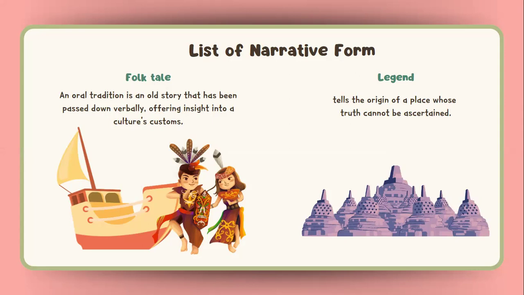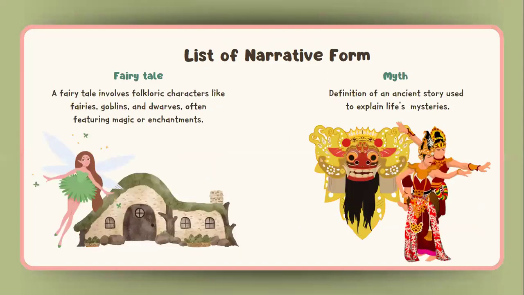The next is legend. Tell us the origin of a place whose truth cannot be ascertained. Yes, kinda. Borobudur Temple, Prambanan Temple, right? We don't know. Yeah, it really happened by a ghost or demon building it or something. We don't know. But when people trust it, then yes, it's part of the legend of narrative text. I'm sorry if you can hear the cats. That's my cat. And let's see the next.